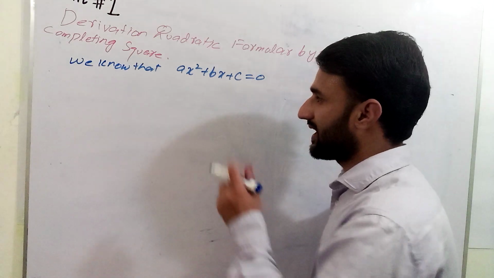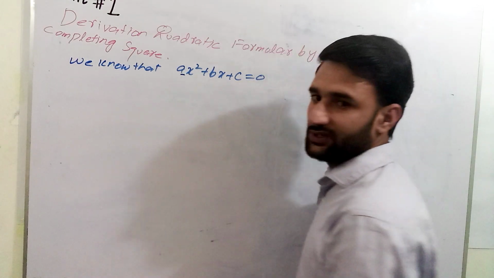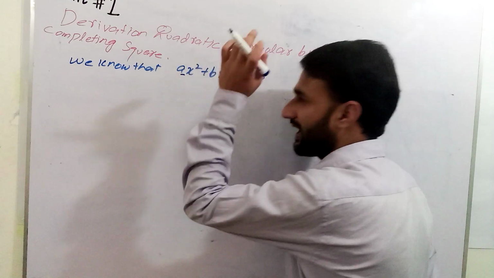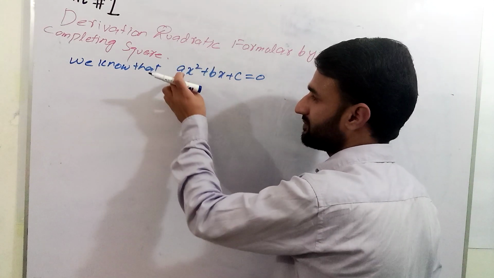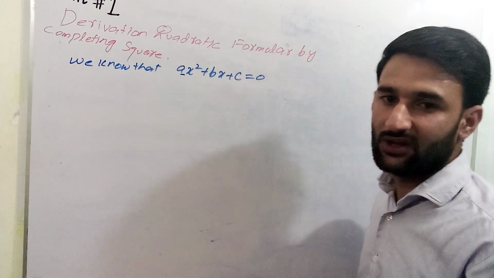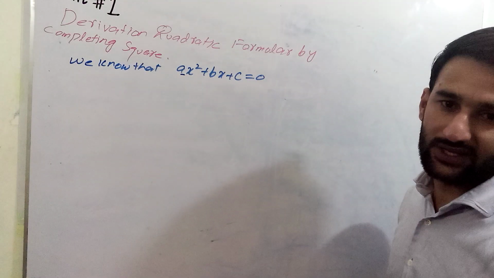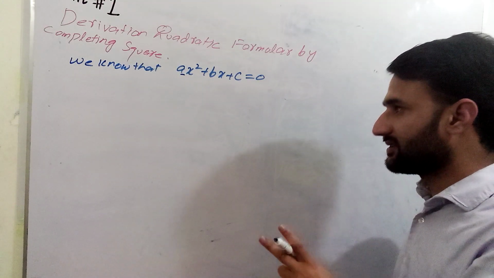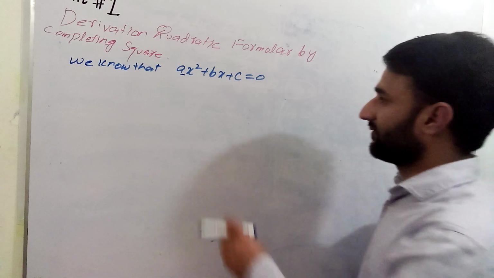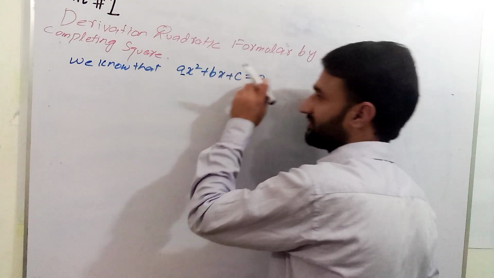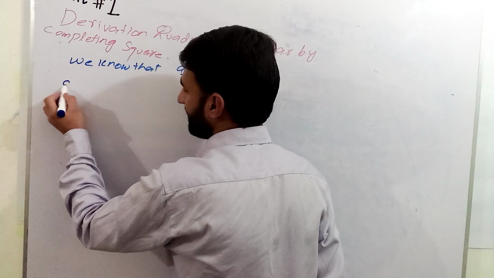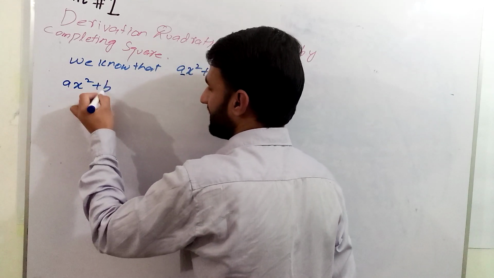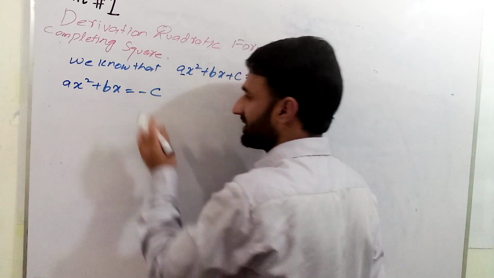The first step is that here is a coefficient. We should separate the x² term. How can you separate the term? You can multiply both sides, or you can divide both sides. There is another way: first, shift this constant c to the right side. So first we shift the constant to the right side. Here bx is equal to minus c.